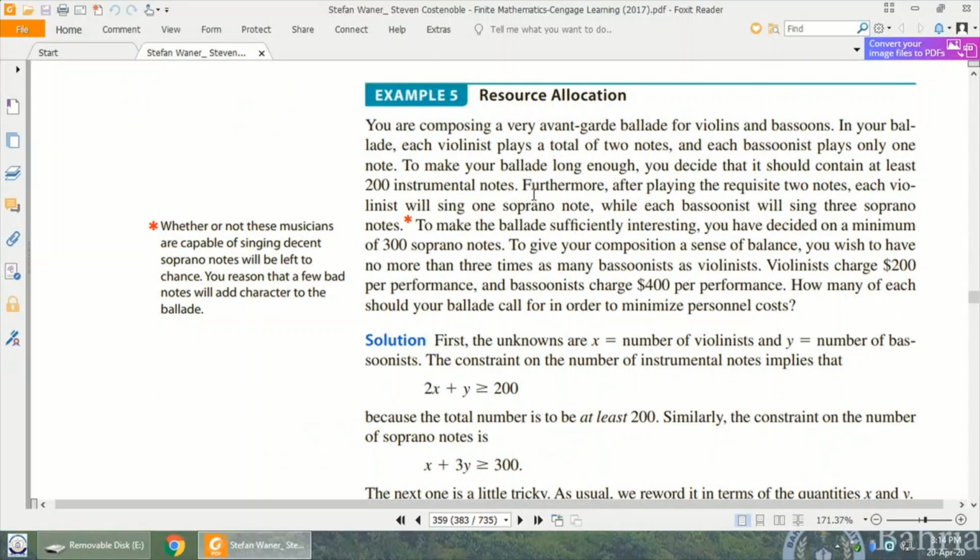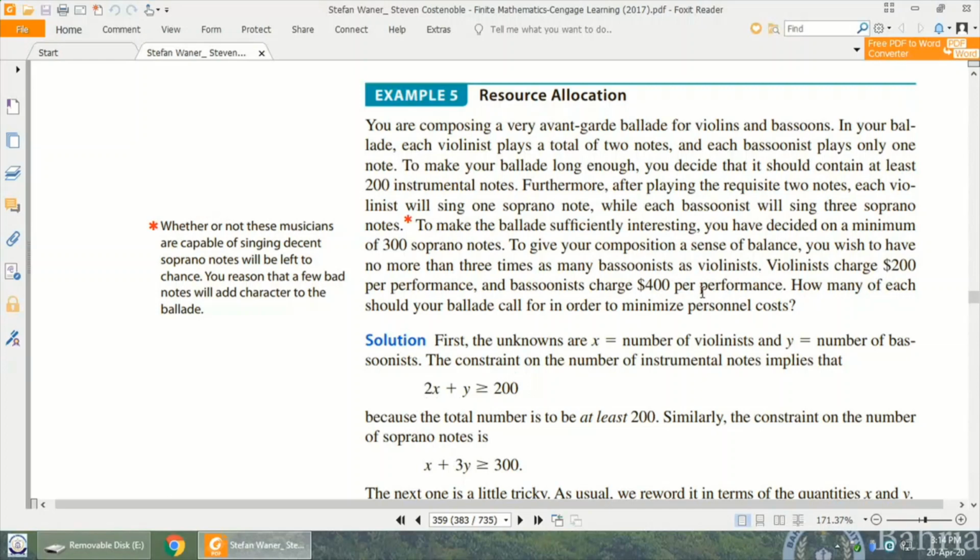So now you see that you are composing a ballad for violins and bassoons. Each violinist plays a total of 2 notes, and each bassoonist plays only 1 note. Basically, you just have to arrange the data. In order to make the ballad sufficiently interesting, you have to decide a minimum of 300 soprano notes. Minimum means greater than or equal to, and at least would also be greater than or equal to. So it's just different terminology being used here.